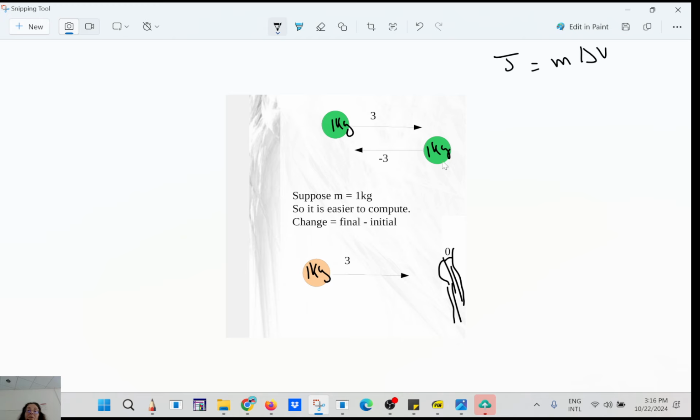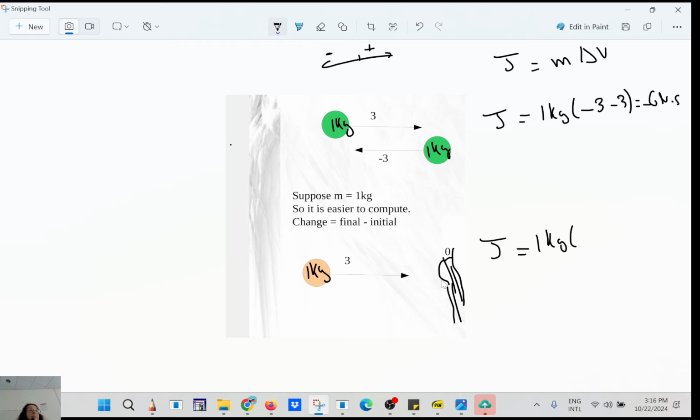Okay, so what's going to be the impulse in this case? -6. Do you all agree with that? Okay, remember, plus, minus. So it's going to be the mass times the change in velocity: final velocity is -3, minus initial. So that's going to be -6 Newton second. Agree?